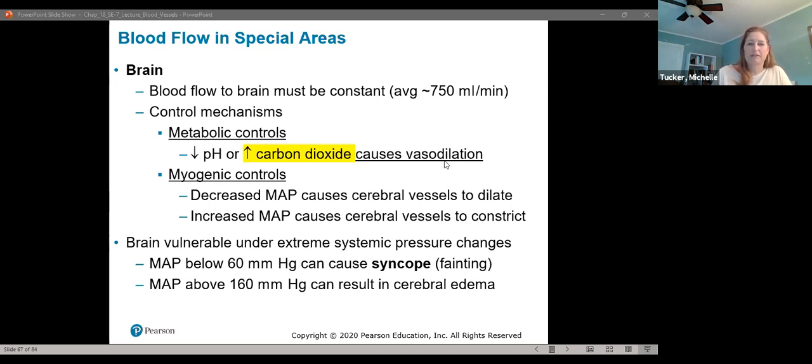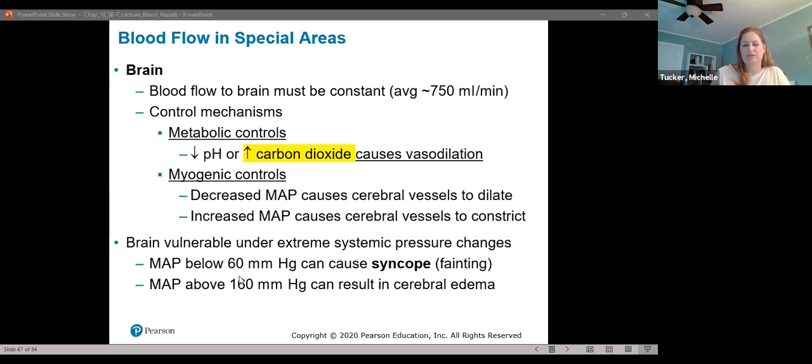There are some myogenic controls. This is because you don't want to have large changes in arterial pressure in the brain. They are susceptible to rupture. The capillaries are pretty fragile. When the mean arterial pressure falls below 60, it can cause fainting. And when it's above 160, it can result in cerebral edema. And we'll talk about why that is.